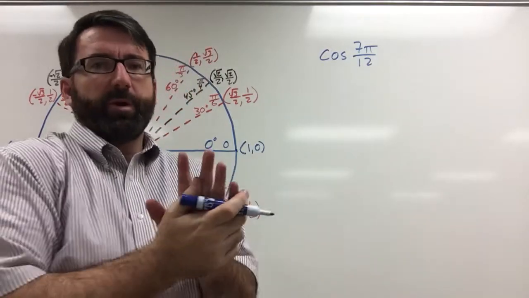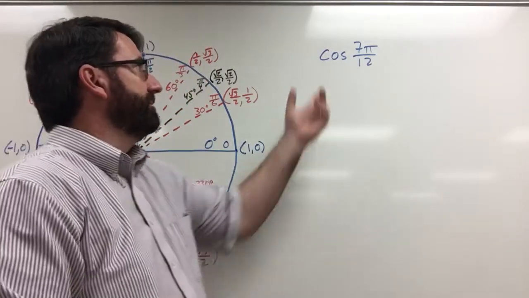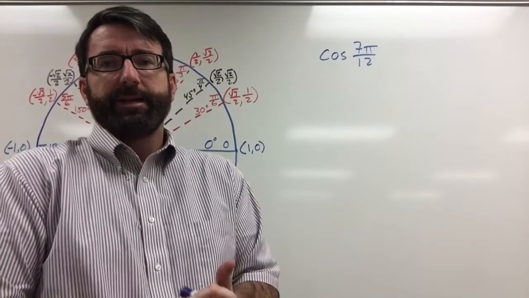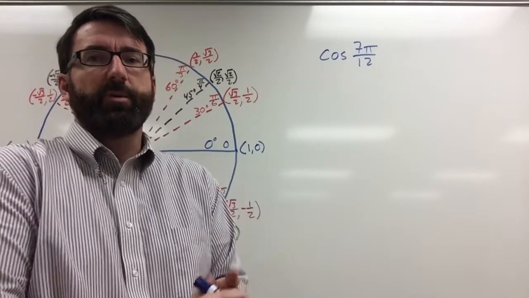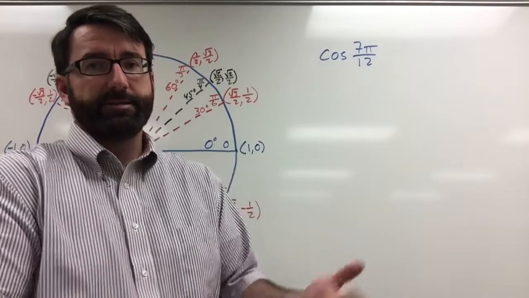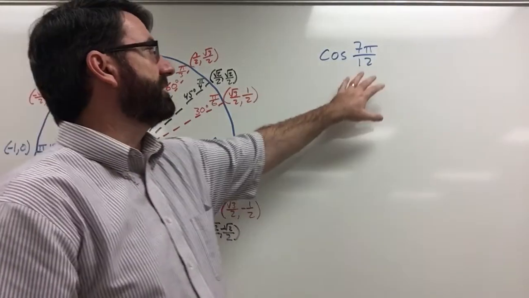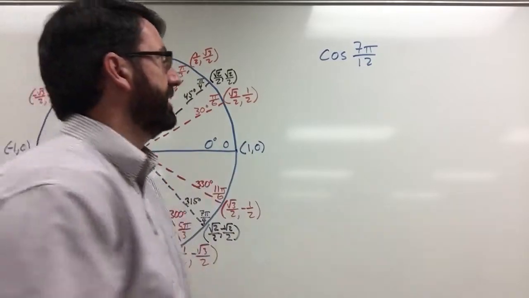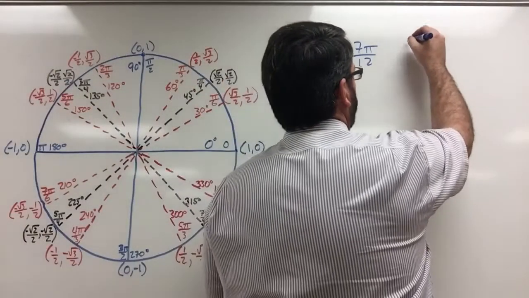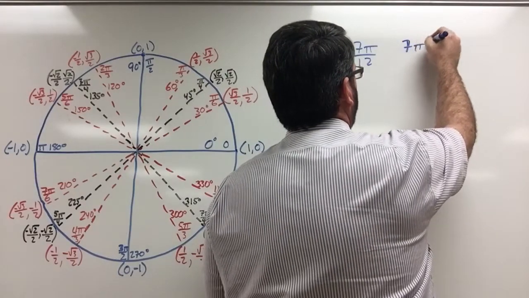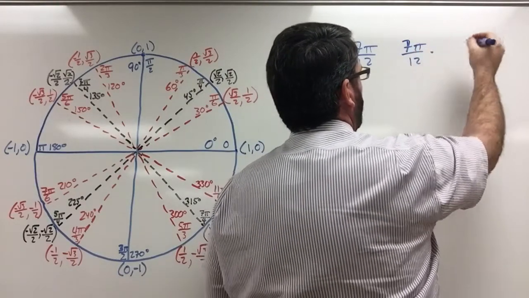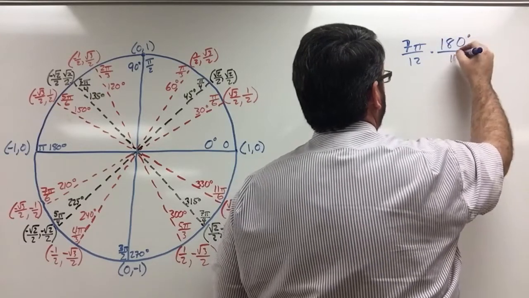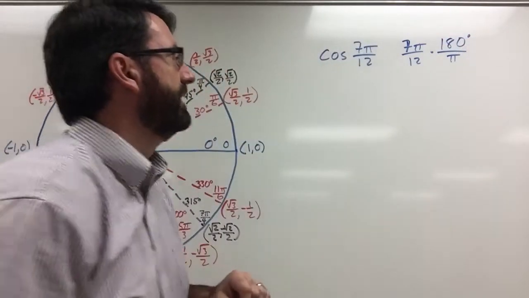For this problem, we're asked to find the exact value of the cosine of 7 pi over 12. Now, we've found that it's easier to work with degrees than radians on these types of problems. So let's start off by converting that radian measure into degrees. So we can do that by taking 7 pi over 12 and multiplying by 180 degrees over pi.